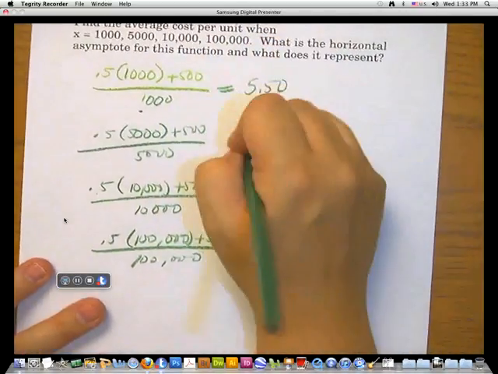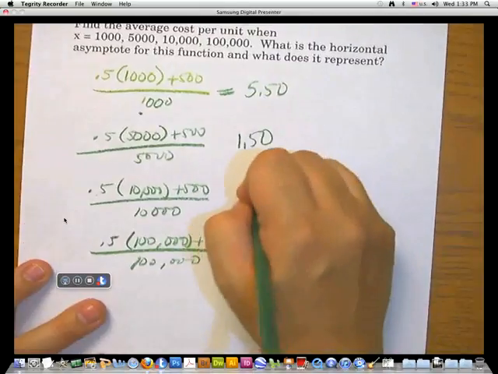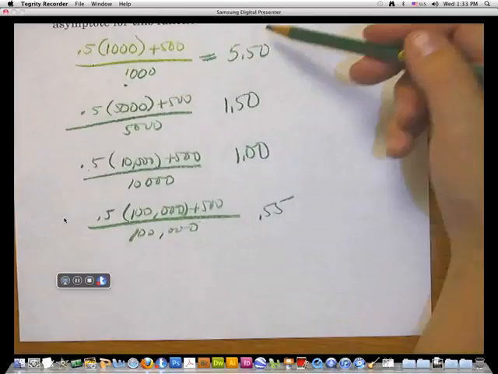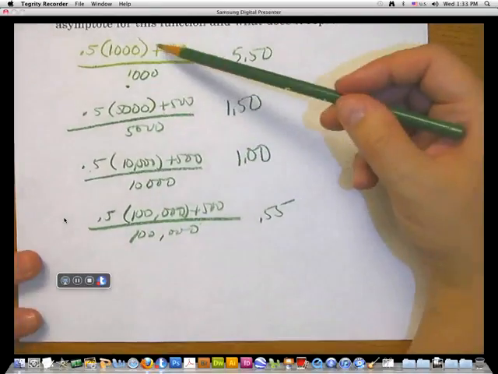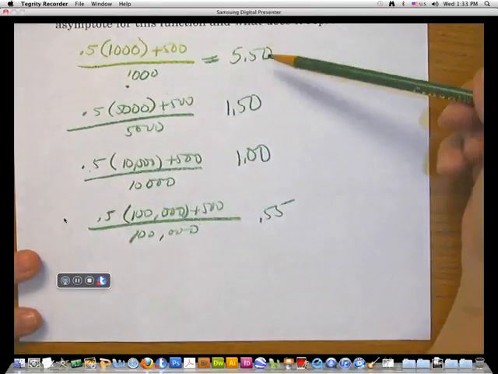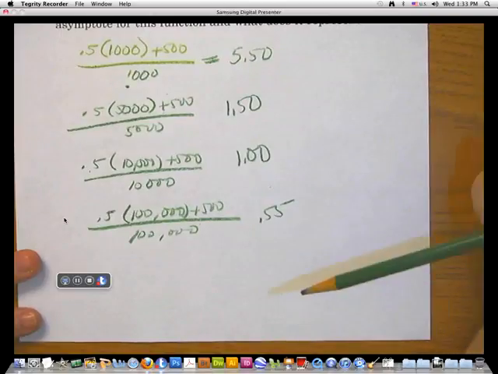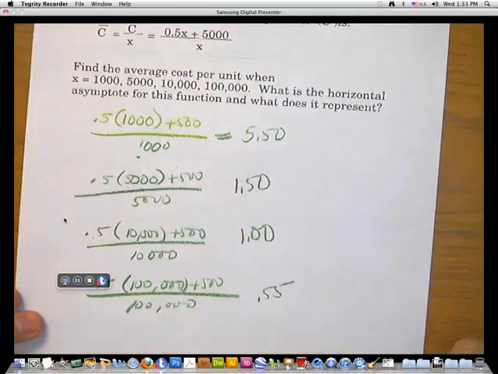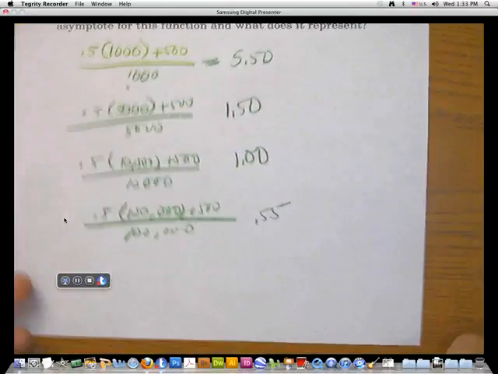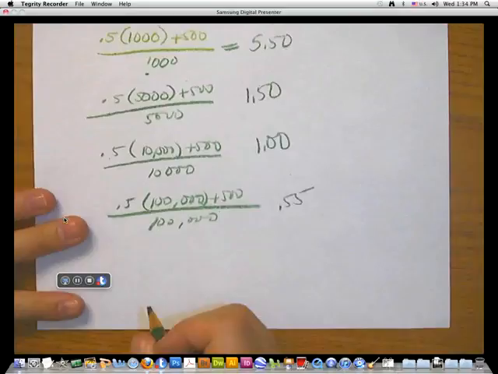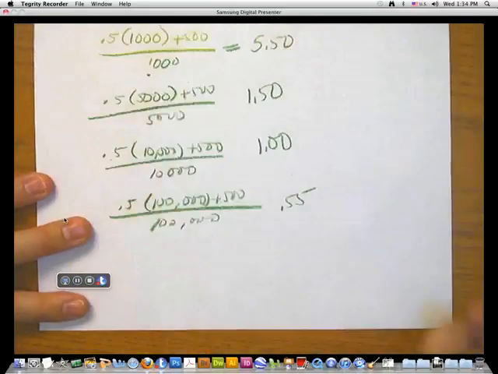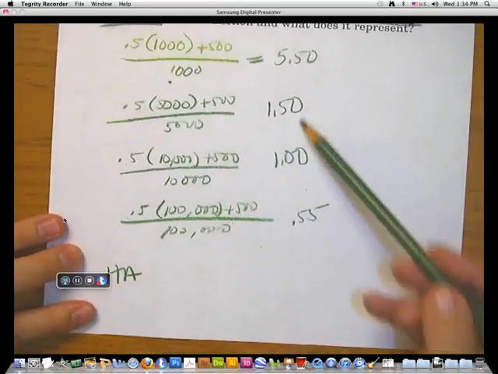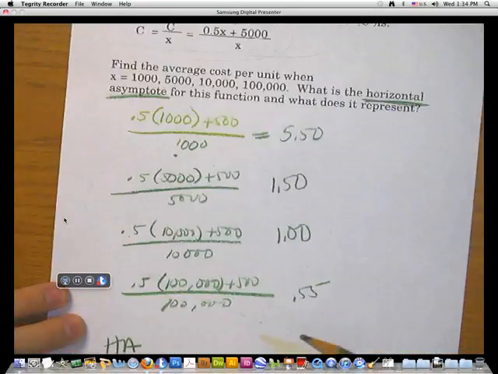I think this was 550, 150, 55 cents. And you're just finding this pattern of how, as the number increases, the cost decreases, because that's what all this C, average cost, all of that is talking about. So in order, what is the horizontal asymptote? Well, we did this because it said find the average cost. So that's kind of part A.